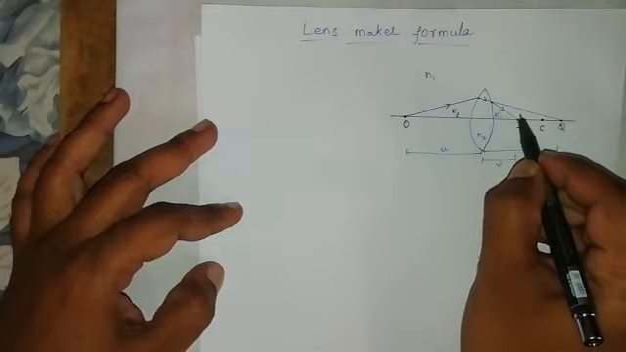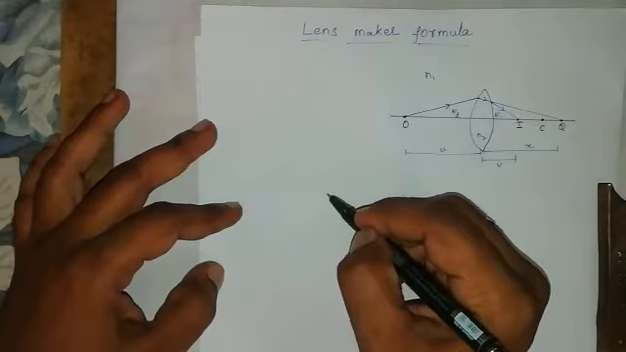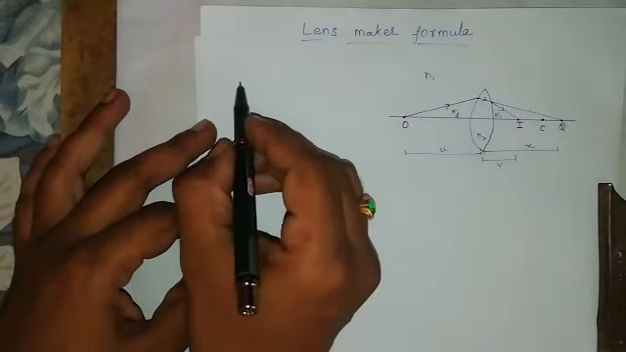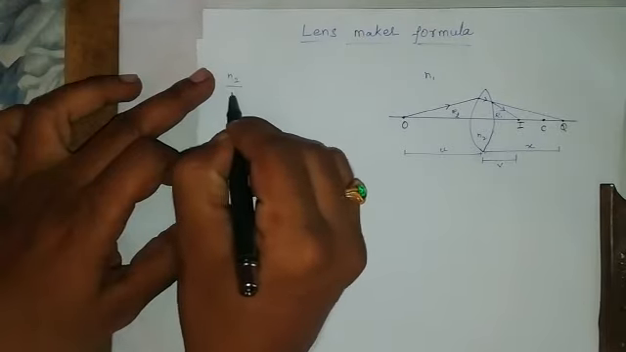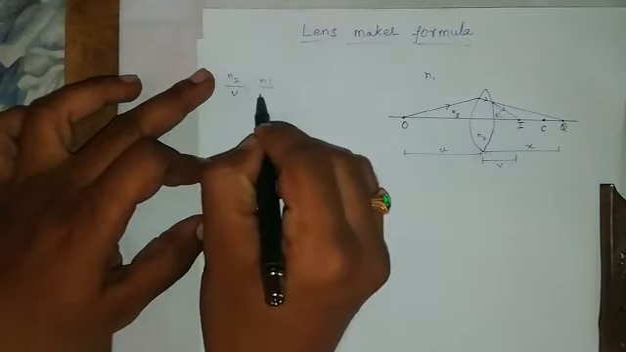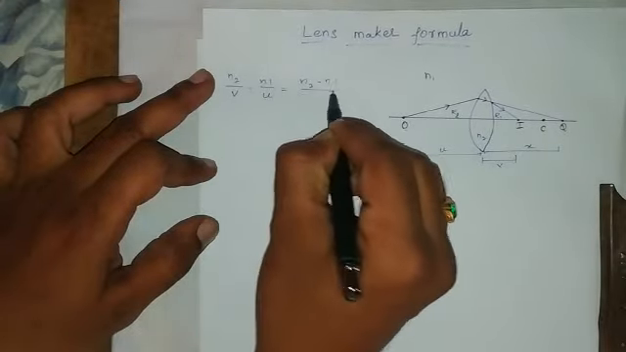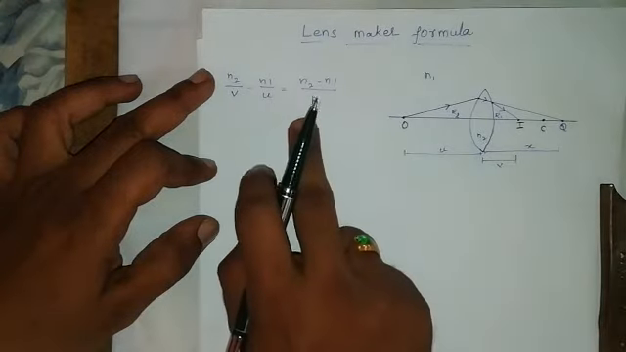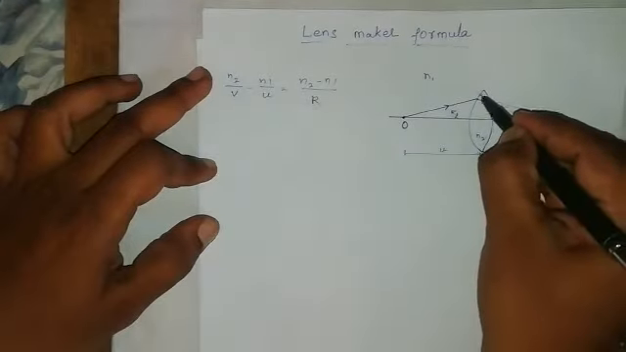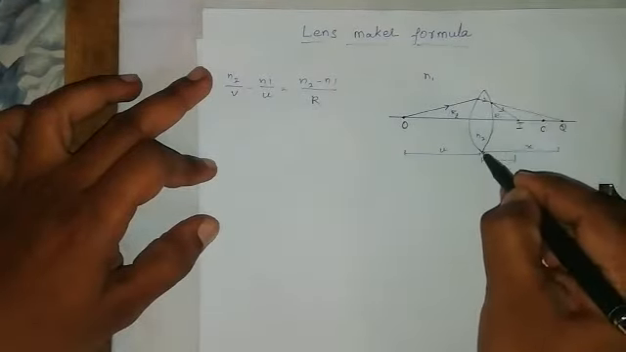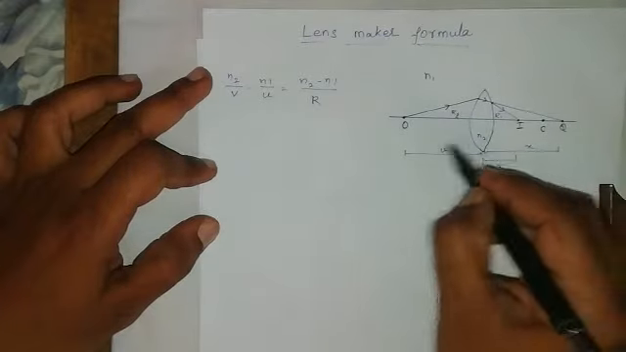Now we have already derived an equation for refraction by a curved surface. The equation of refraction by a curved surface is n2 by v minus n1 by u equals n2 minus n1 by R. So this is the formula for refraction by a curved surface. Now here we have two surfaces. This is the first curved surface, this is the second curved surface. So according to these two curved surfaces, let us calculate these values.